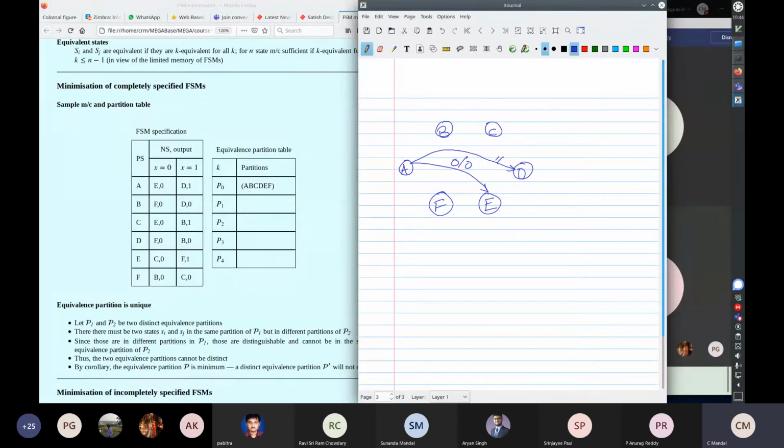Now from B on input 0, you go to F and you output a 1. And on input 1, you go to D, and you output a 0. From C on input 0, you go to E and you output a 0. And on input 1, you go to B and you output a 1.